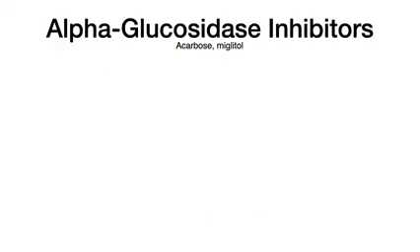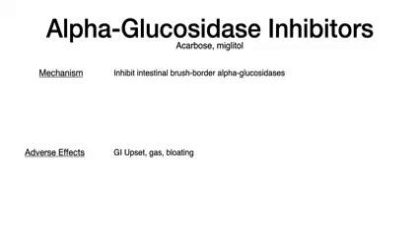And the major drug here that you need to know is acarbose, but the secondary one that sometimes shows up is also miglitol. The mechanism of the alpha glucosidase inhibitors is that these inhibit intestinal brush border alpha glucosidases. And you might remember that the alpha glucosidase enzyme is present in the intestinal brush border back from the GI section. The adverse effect here, again, this will make more sense after we dive into the mechanism, but it's GI upset, gas, and bloating. So let's just take a visit to the intestine.